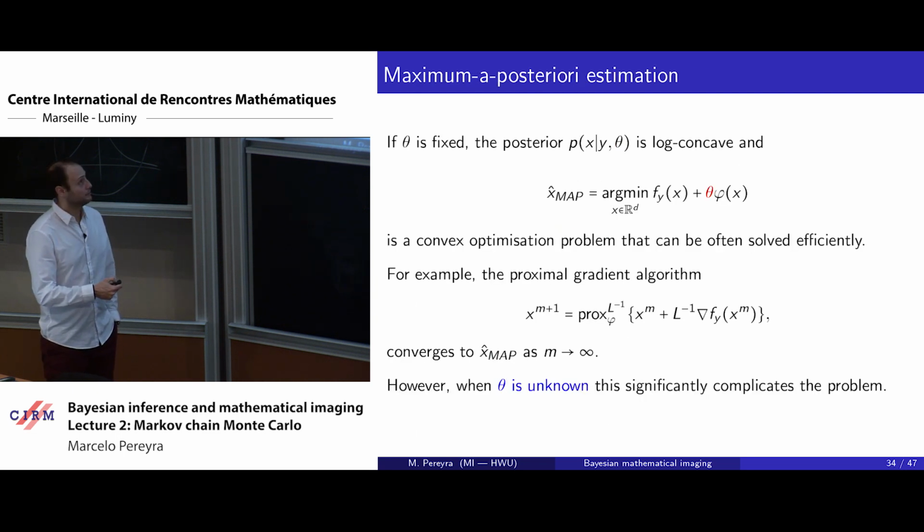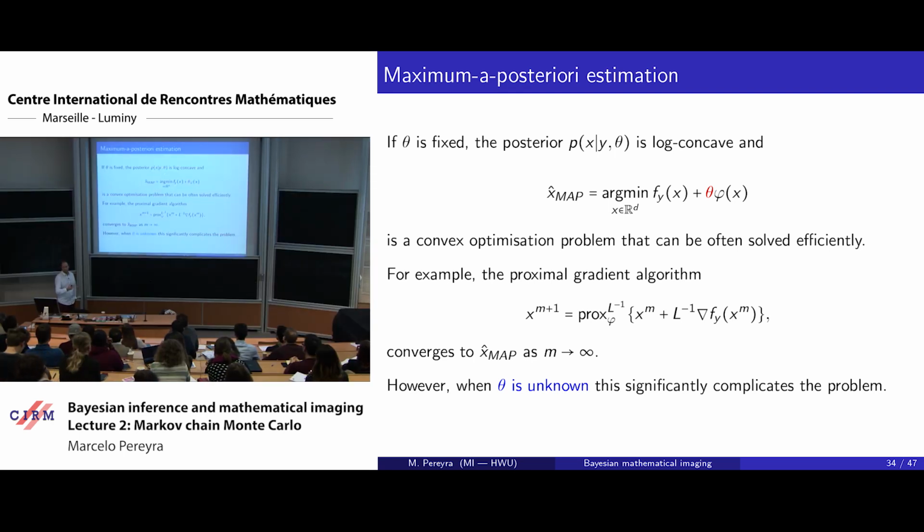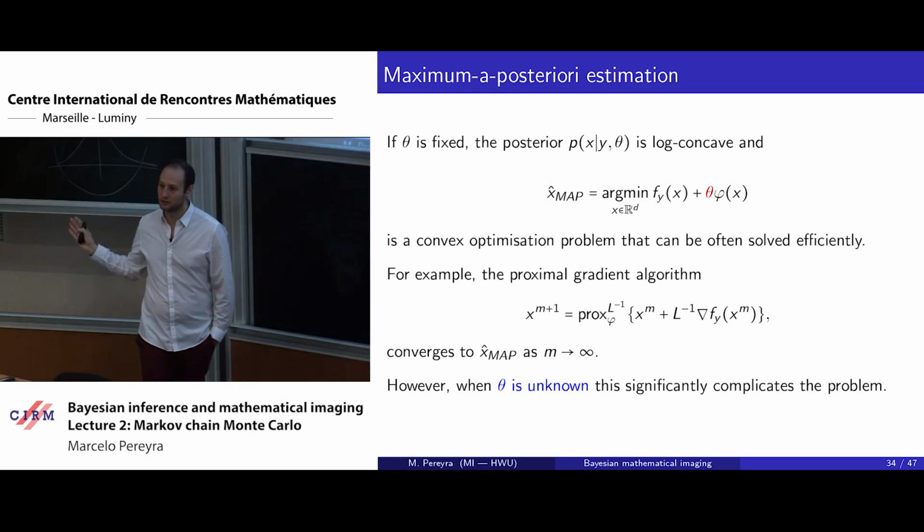If we had theta, life would be beautiful because this is a convex optimization problem. And I would just apply proximal gradient or anything of that flavor, and I would get my estimate. Something like this. But when theta is unknown, then the problem becomes significantly more difficult because it's not very clear what to do. So we're going to pursue the Bayesian way, one of the two ways that we described earlier. Now we're going to find one specific value of theta to solve the problem, and tomorrow I'm going to talk about using all values of theta simultaneously.